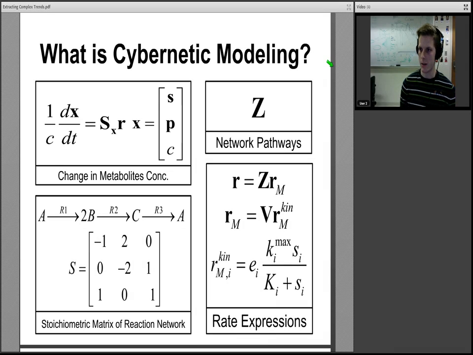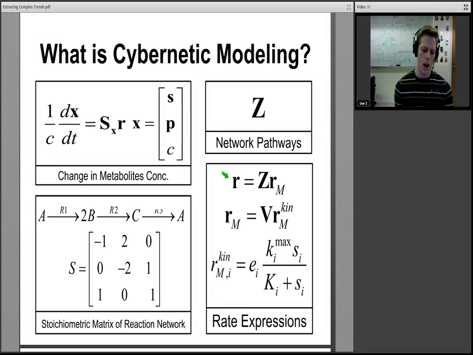To give you a basic sense of what a cybernetic model is, we'll consider the most general definition: a cybernetic model is a set of first-order ordinary differential equations that track the time-dependent changes in metabolites and enzymes. The features that we include in these models are information about the stoichiometric matrix, or the reaction network, and then we use a model to track the changes in different reaction fluxes. We simplify reaction fluxes by saying that they're a function of the different network pathways and that there's some rate of uptake through each one of these pathways. And this rate of uptake is then controlled cybernetically.